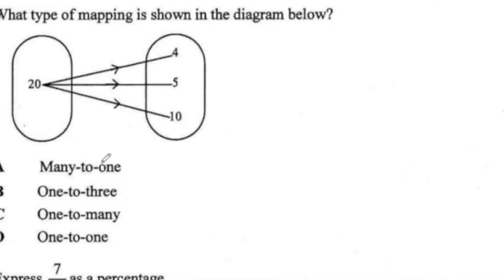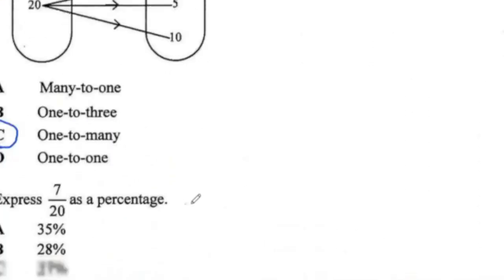So what type of relation or mapping is shown in the diagram? The arrows are coming from one number going to many, so we can say that is 1 to many, which is C. Not 1 to 3, there is no such. It's just 1 to many. Even if there are 2, it's 1 to many. So that's the correct answer, because the arrows go from one number to many numbers.